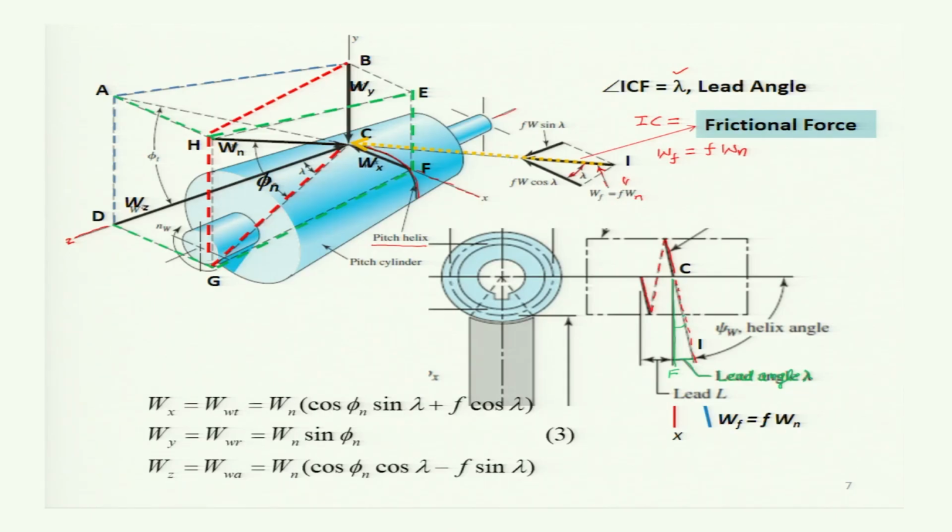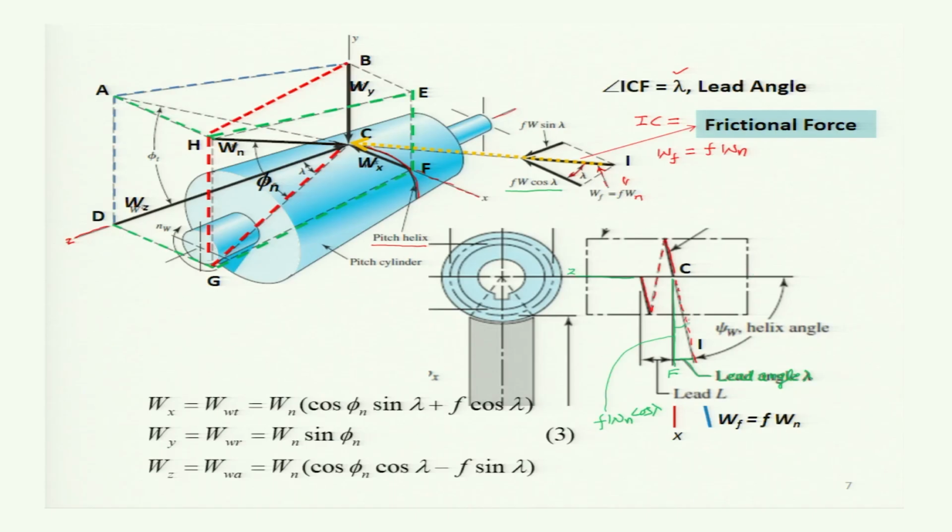Well, and along IC, along this thread, the force which is acting is Wf. Along this, Wf is equal to Fwn is acting. Now this force will have two components, one along the axis x and another along the axis z. Okay, this is the z direction. So those components are shown here. Along the x, it will be Fwn cos of the lambda, which is shown here.